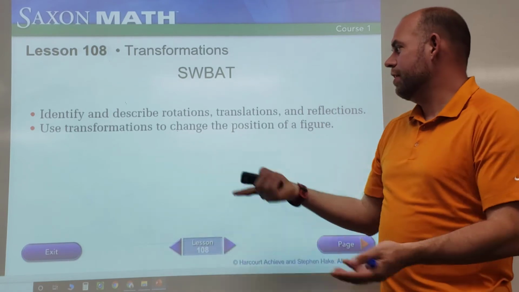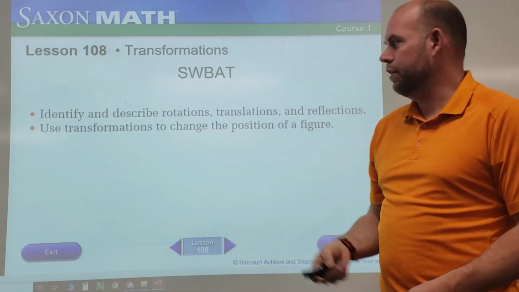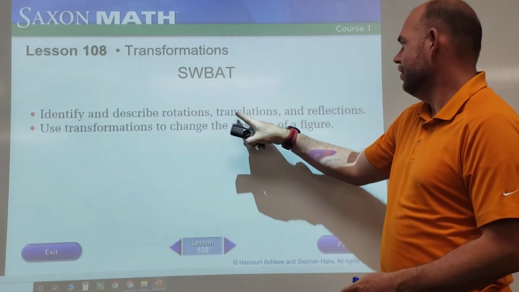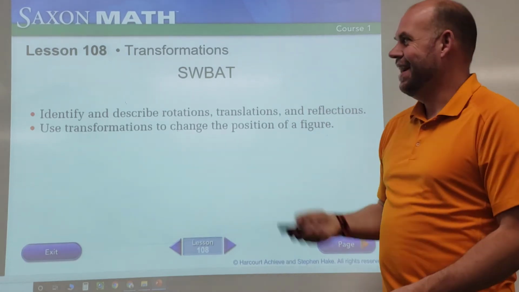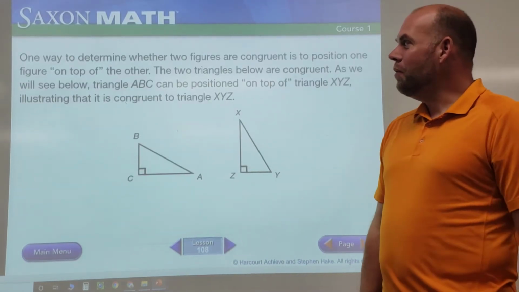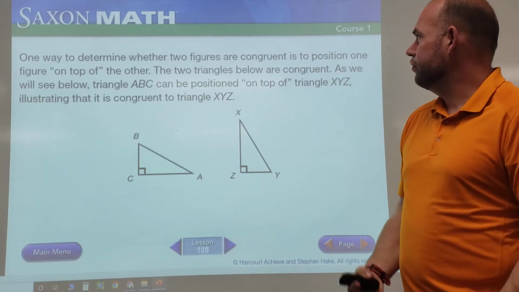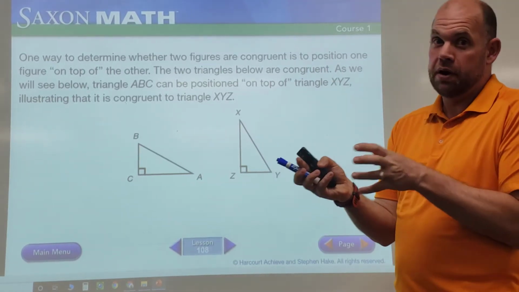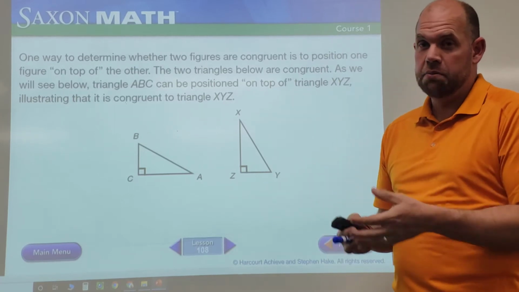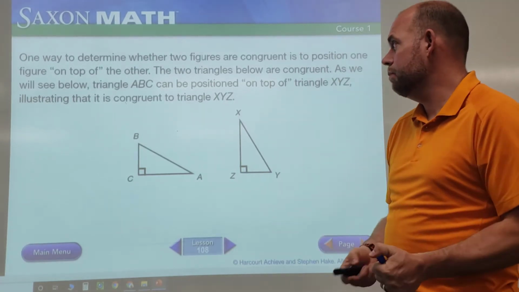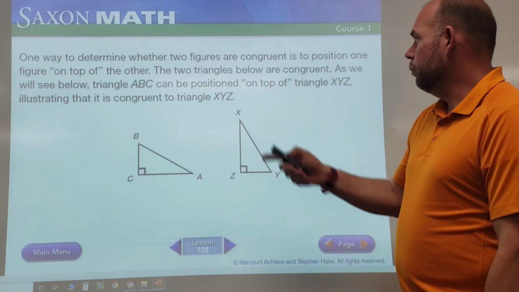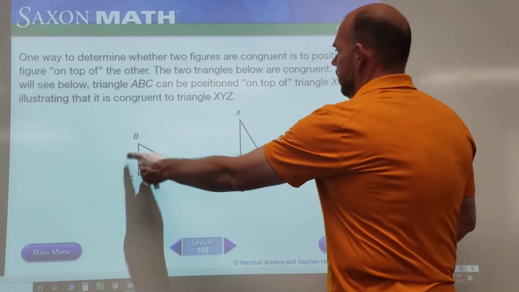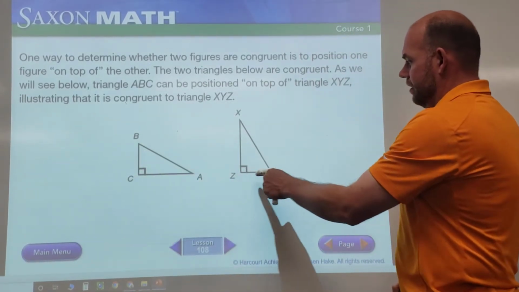Then you're going to use the transformation to change the position of a figure, but you'll do it using rotations, translations, and reflections. All right, so let's get started. One way to determine whether two figures are congruent is to put one on top of the other. If it totally fits right on top of the other one and they're exactly the same, then it's congruent, right? That's what congruent means. So we're going to see if ABC here can be positioned on top of XZY.